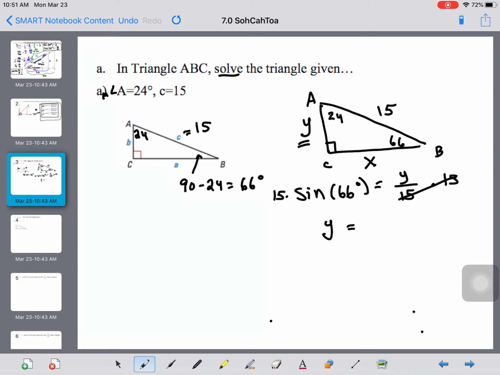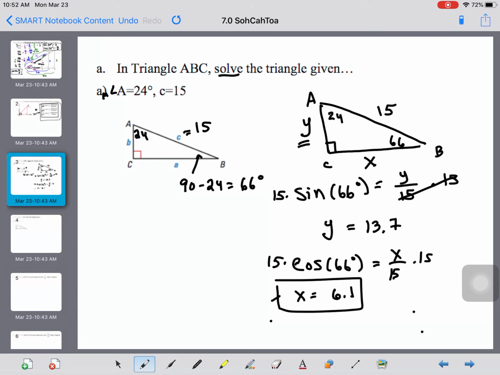Okay. So if I take this here, now in your calculator, you want to remember or double check that your calculator is in degrees. Right now, you don't know much about radians, if at all, but it's important that you're checking that it's in degrees, okay? Right here, so 13.7. If I want to find x, I'm going to say x is the adjacent side, so cosine of 66 degrees is equal to x over 15, so times 15, and I can solve for that. 6.1 units. Okay.